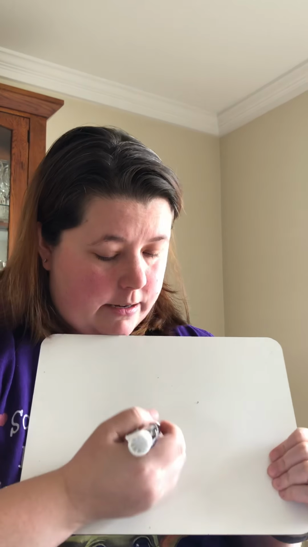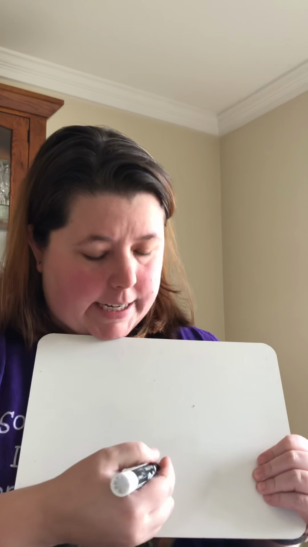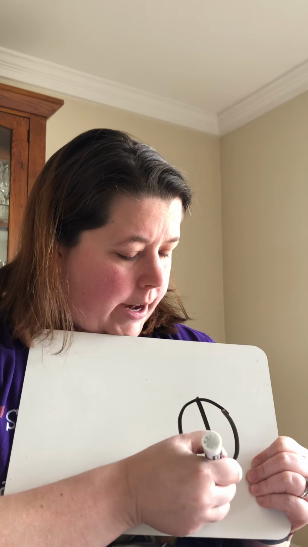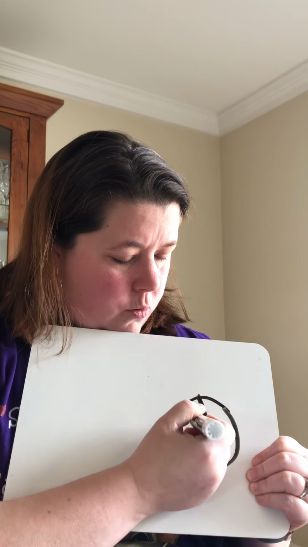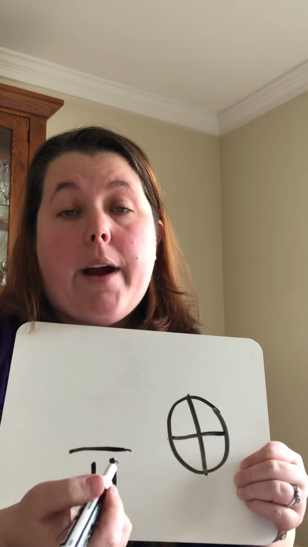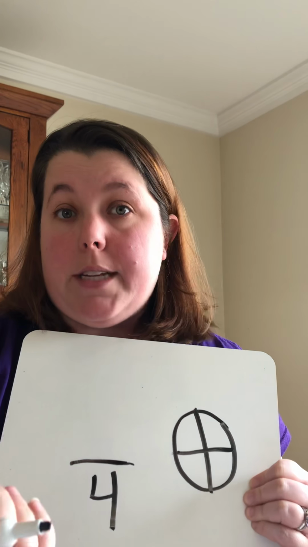It has the denominator, which is how many parts are in the fraction. So we're going to draw a circle and break it into 4 parts. So 1, 2, 3, 4. Our number 4 goes on the bottom. Put your fraction line. And the numerator is the one that goes on top. It's how many parts we're actually using.